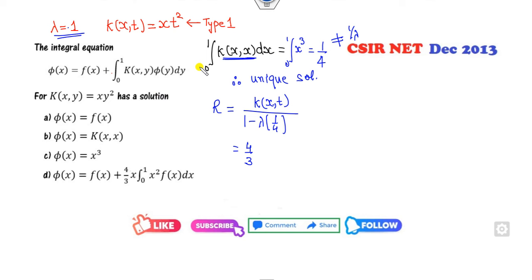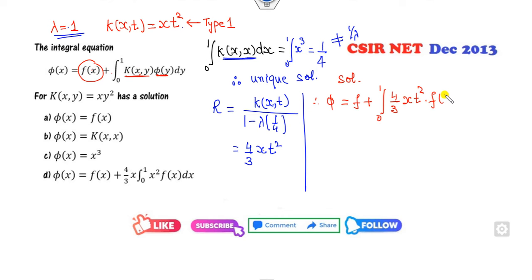Fine. So therefore, my solution will be phi is f(x) plus, instead of this K, I can replace by the resolvent kernel, and instead of this phi, I can replace it with f(t). Now that's over. I have to integrate with respect to t. So I can take 4 common, x common, 3. So 0 to 1 t square f(t) dt. Now since f is unknown to us, the first option is cancelled, second and third options are cancelled, and the fourth option is the right answer of this problem.